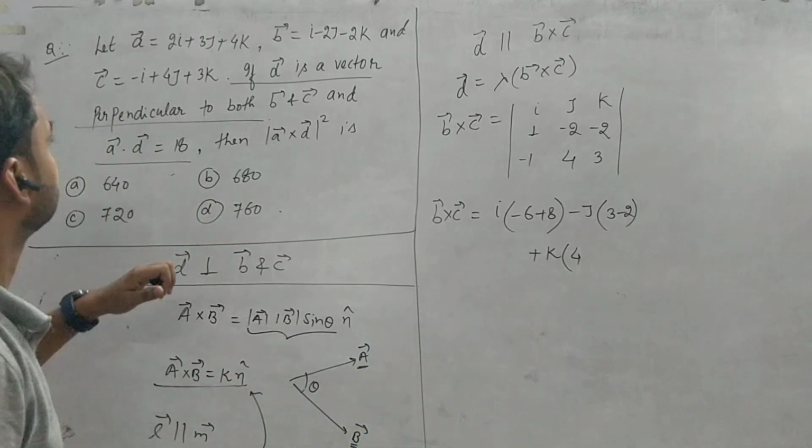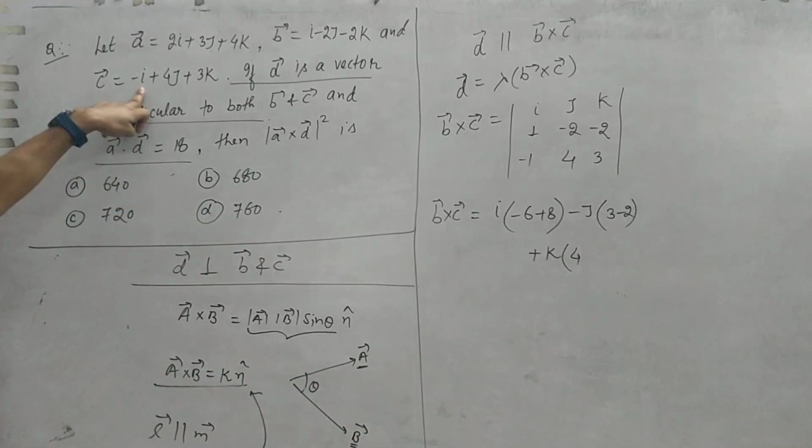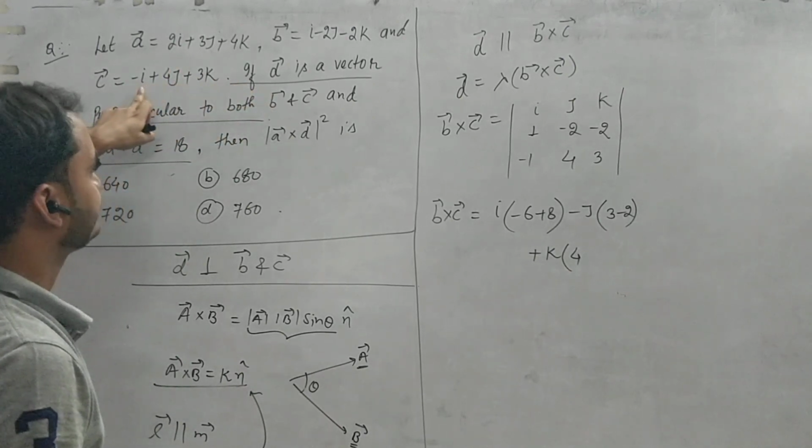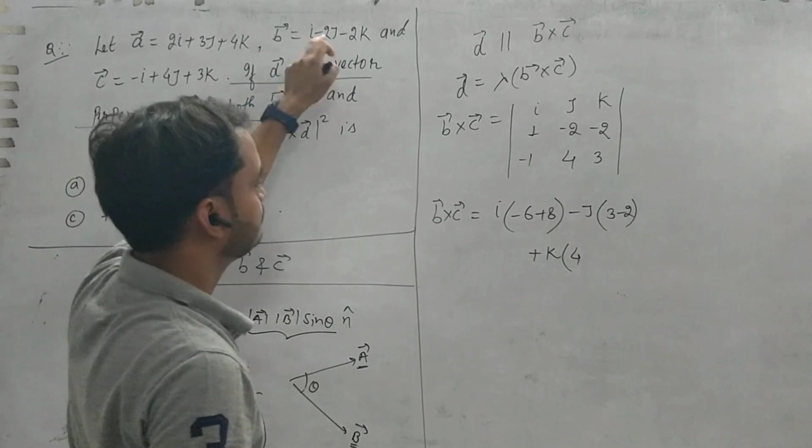So I think we have taken the right values. Let's check it. This is -1, and in the C vector this is -2.